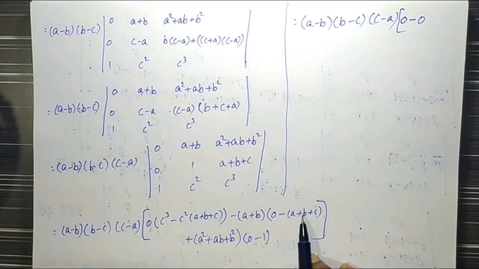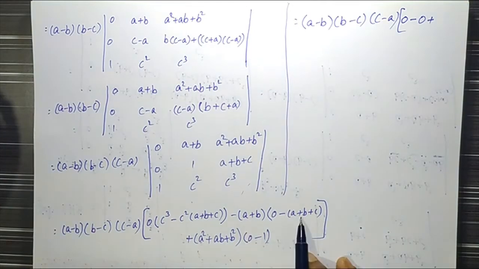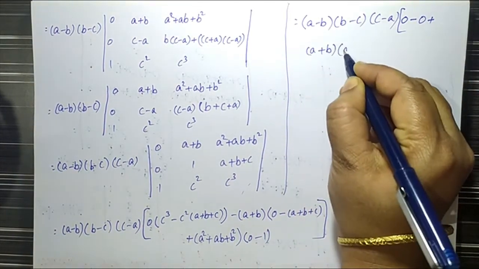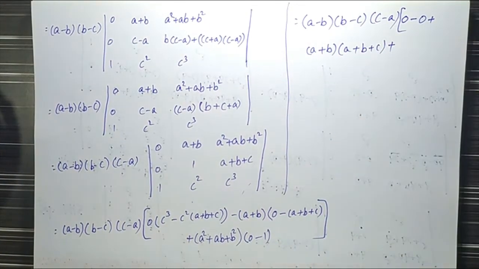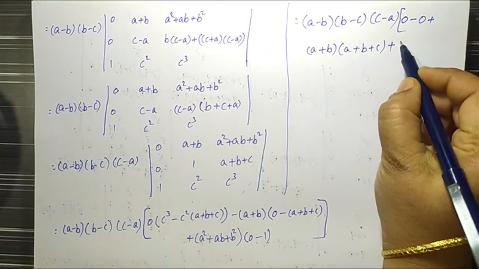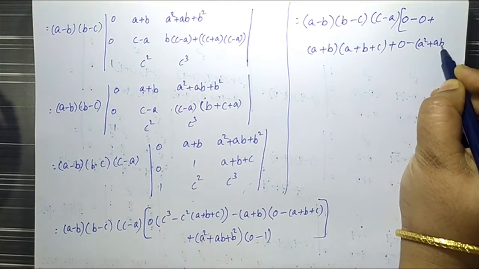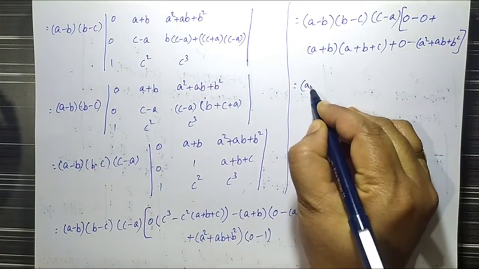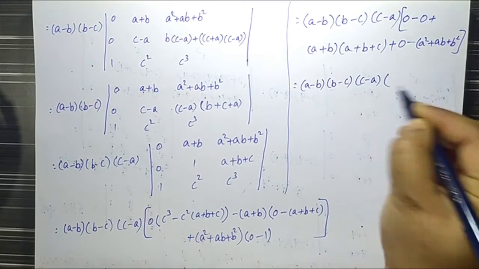Then here the first value is 0. Next, a plus b into this value, minus into minus is plus, a minus b into a plus b plus c. That is a plus b into a plus b plus c, plus a square plus ab plus b square into 0, 0 minus of a square plus a square plus ab plus b square. This is the determinant value, that is equal to a minus b into b minus c into c minus a into 0.